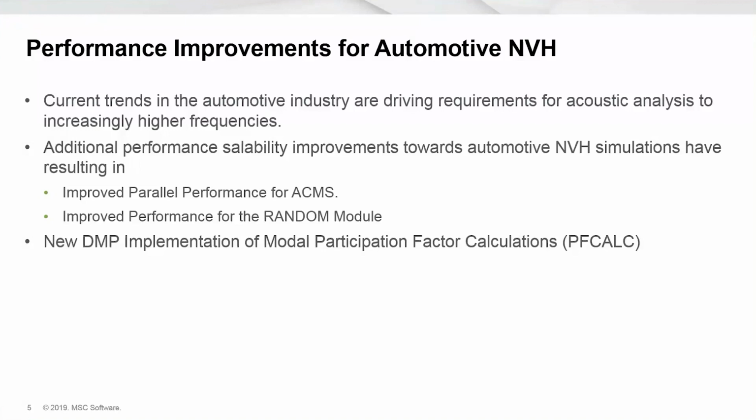So first of all, we're going to look at some of the performance improvements in our parallel performance for ACMS. We've also improved our performance for random module. So I'll show you an example of what that performance improvement looks like. Next, we've also implemented DNT parallelization for our PF calc.